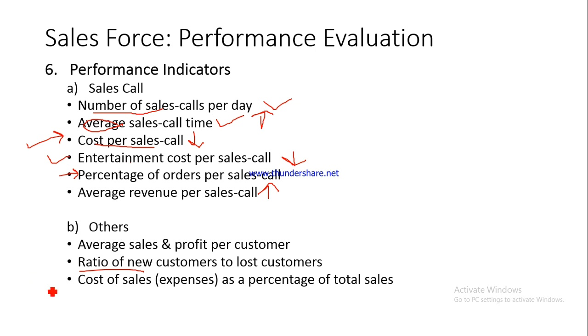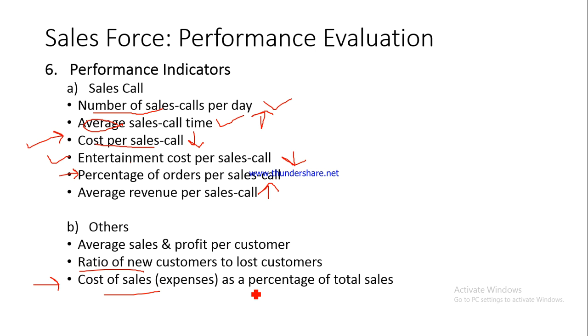Again, what is the overall expenses? What is the cost of sales? What are the overall expenses as a percentage of total sales that you have made? So maybe there are two salespersons. One salesperson has made sales worth rupees 1 lakh, and he has spent 10,000 to get that 1 lakh worth of sales. So probably he has spent 10% of the sales on his lodging and traveling. So his expenditure has been almost 10% of the total sales.